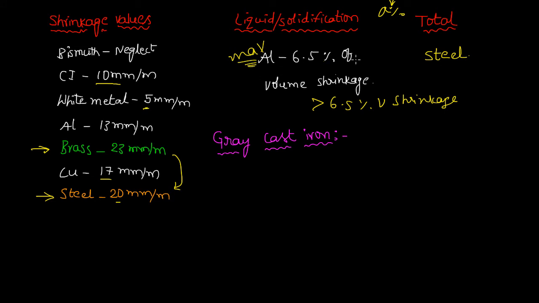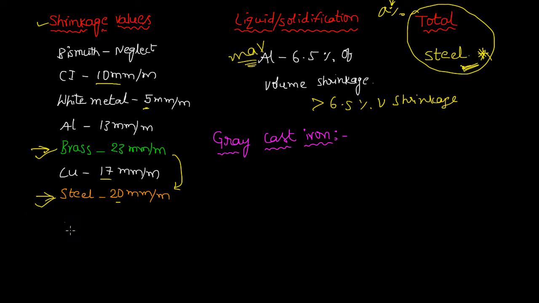For the overall, the shrinkage will be higher for steel. This is also a good objective question. For just solid shrinkage, it is higher for brass and next steel. But when we consider overall shrinkage, it is high for steel, right? Please remember this thing.